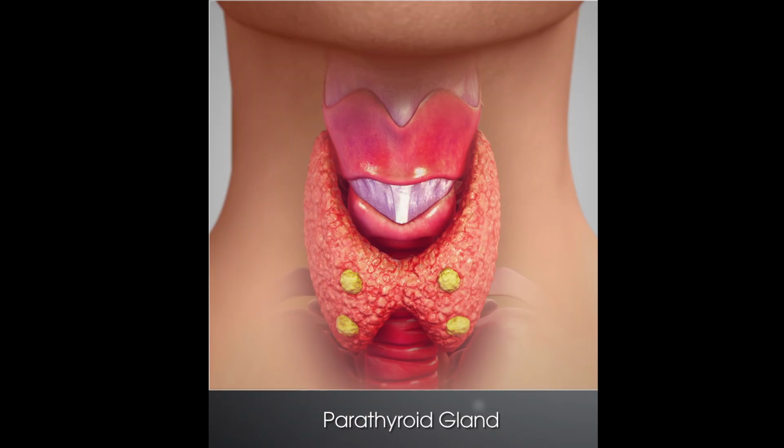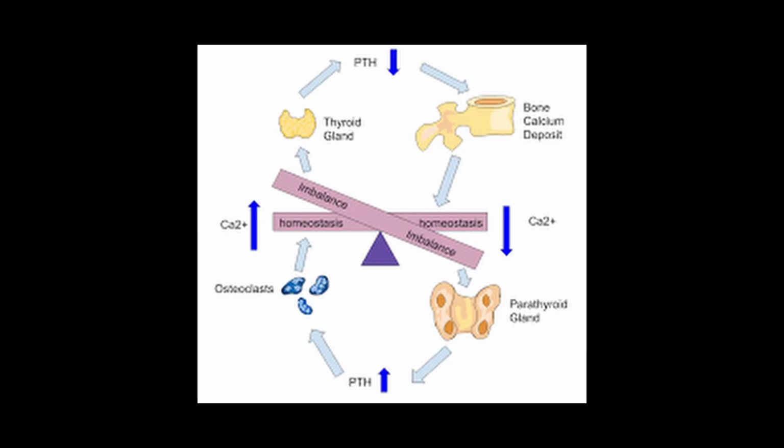Before we dive into hyperparathyroidism, let's first talk about what the parathyroid glands actually do. Despite their name, these glands are not related to the thyroid gland. The parathyroid glands are 4 small glands located behind the thyroid in the neck, and their primary function is to regulate calcium levels in the blood. They do this by producing parathyroid hormone, or PTH, which helps control how much calcium is released from the bones, absorbed from the food, and excreted by the kidneys.